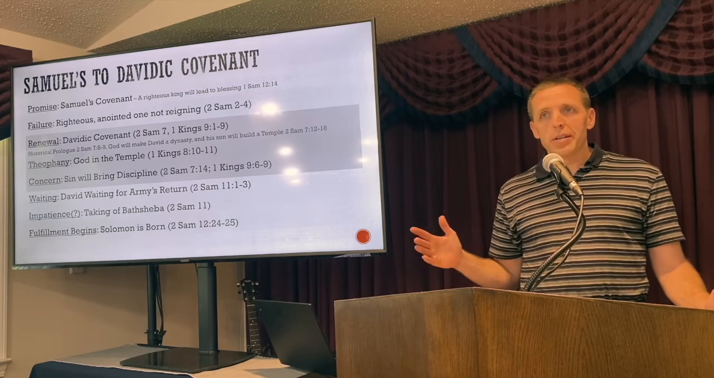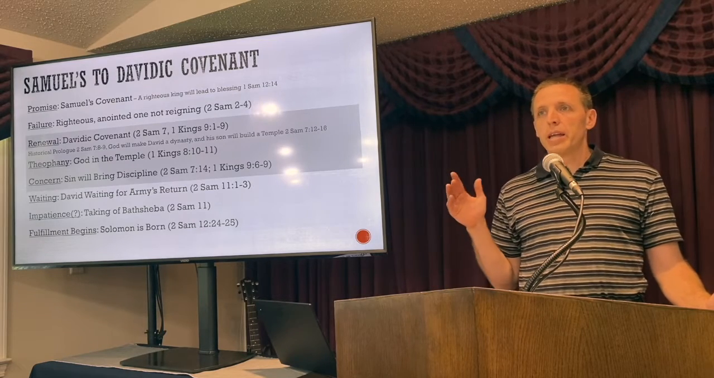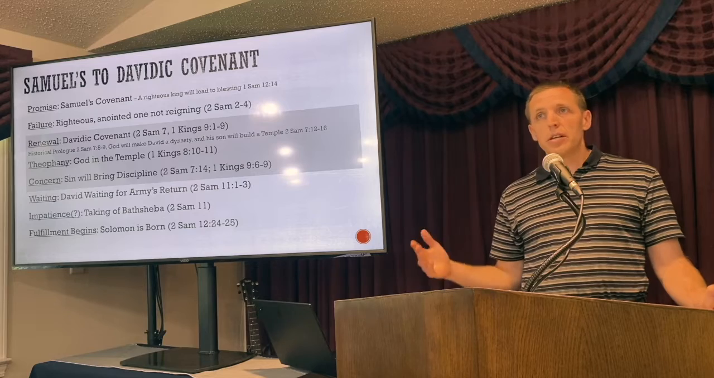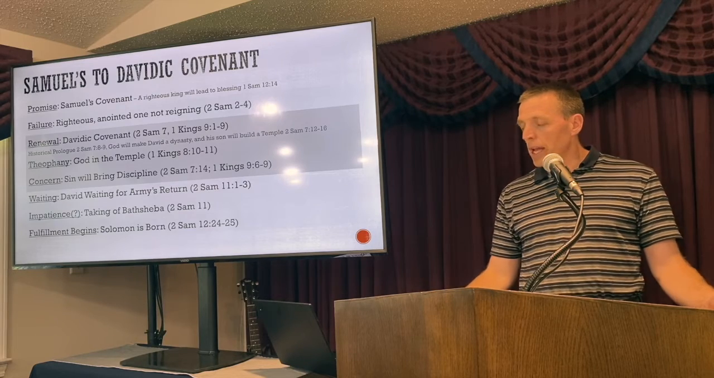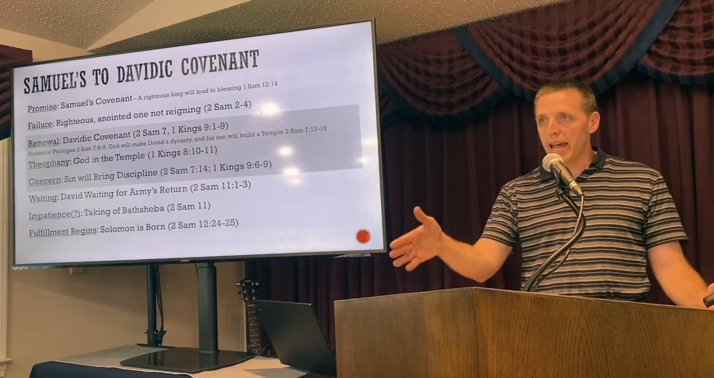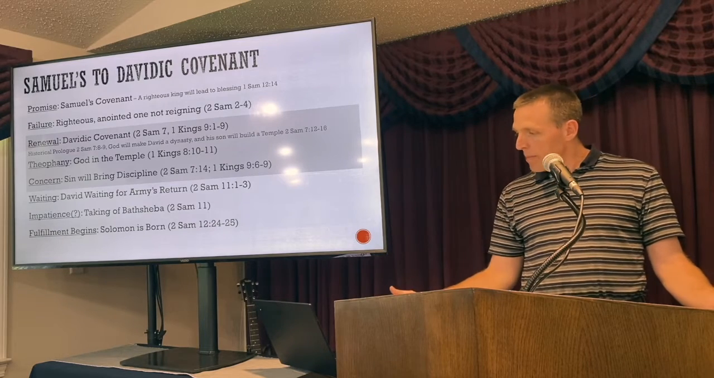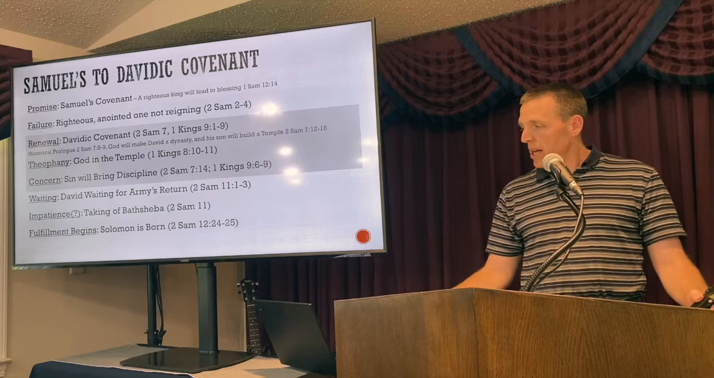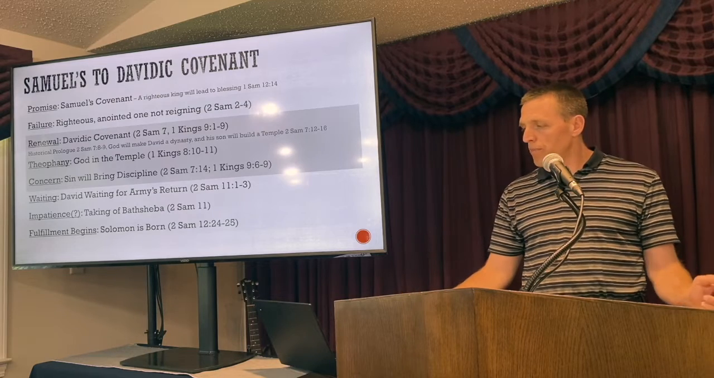They've got the northern kingdom not allowing David to be king. So there's this failure of the nation to follow what Samuel has asked, and God says, I'm gonna renew covenant with you. I'm gonna select David, and I'm gonna make him a dynasty. I'm gonna have his son build me a temple.